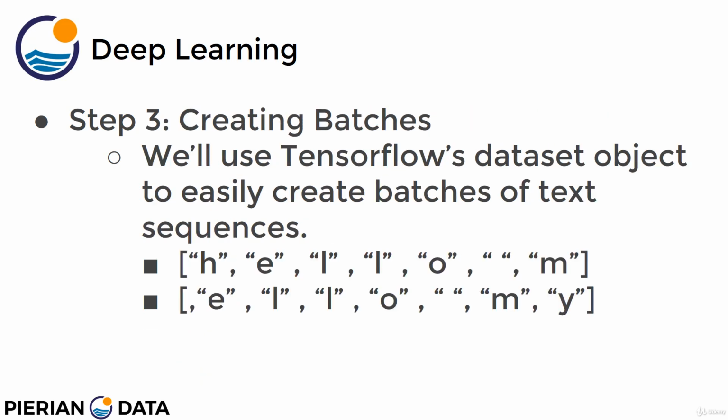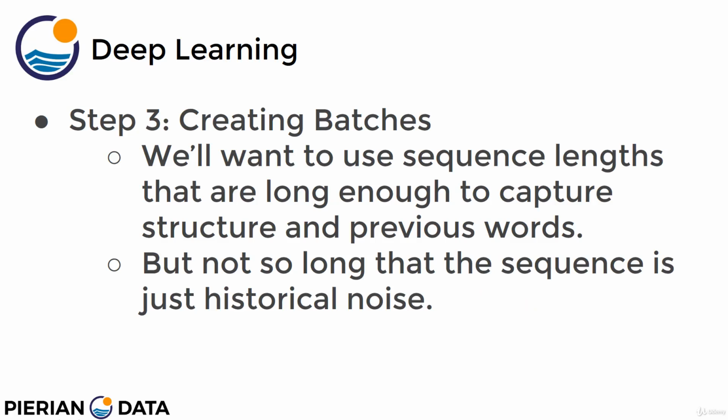Then step number 3 will be to create batches. So we'll be using TensorFlow's dataset object to easily create batches of text sequences. So something like hello space M, and then the next sequence that is the target sequence will be starting at E and then go LO space my. So you can understand that the complete sequence should be hello my. So we'll want to use sequence lengths that are long enough to capture structure in previous words, but not so long that the sequence is just capturing also historical noise that isn't relevant to the sequence shifted by one character forward.